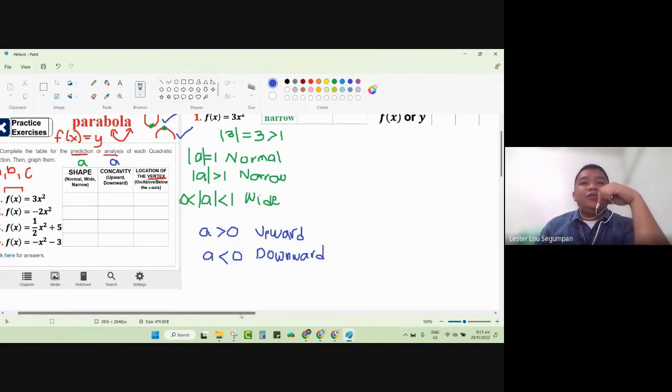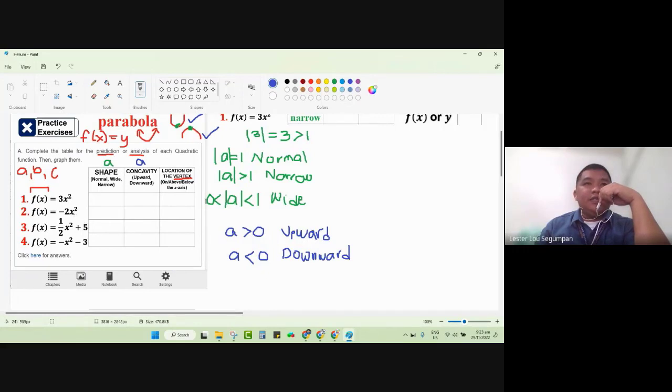So looking into the value of the a coefficients here, what do you think is the concavity of 1, 2, 3, and 4? Yes. Number 1 should be upward. Number 2 should be... number 3. And number 4, you simply look at the a coefficients.